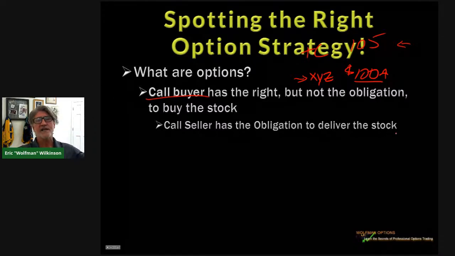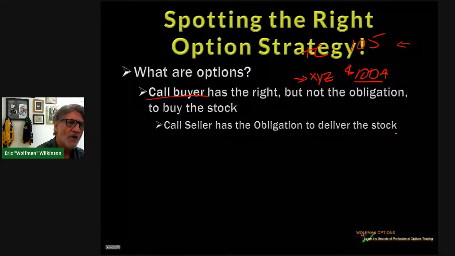Now, if XYZ continues to trade around 100 and I was the seller of that call, I'm going to collect a premium for it. All right. Even though they're out of the money, I will collect a premium for it because there's time value still in there. There's still an opportunity for those options to go in the money. So there's some value there.